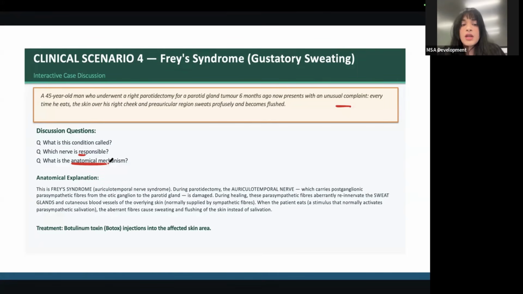So this is Frey syndrome, or auriculotemporal nerve syndrome. During the parotidectomy, the auriculotemporal nerve, which carries the postganglionic parasympathetic fibers, may be damaged. So during healing, instead of the parasympathetic fibers going to the parotid gland, they go to the sweat glands, and they go to the blood vessels. So when the patient wants to eat, instead of salivating, they start flushing and sweating. And that's it. The treatment is Botox.